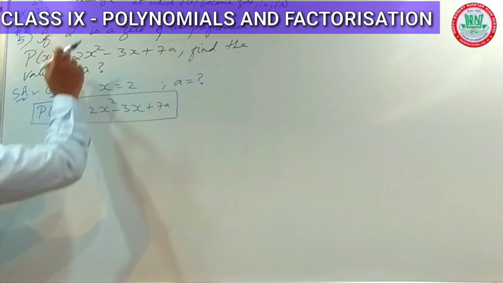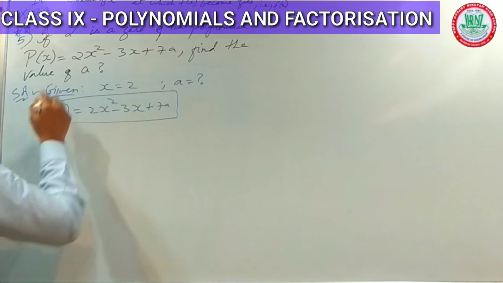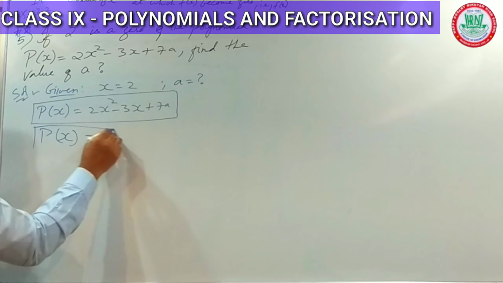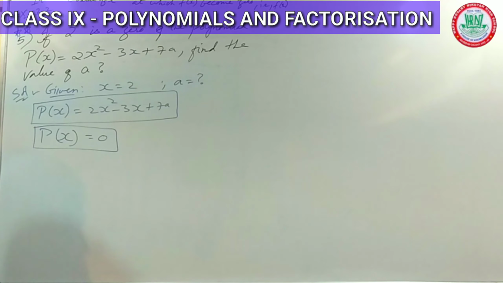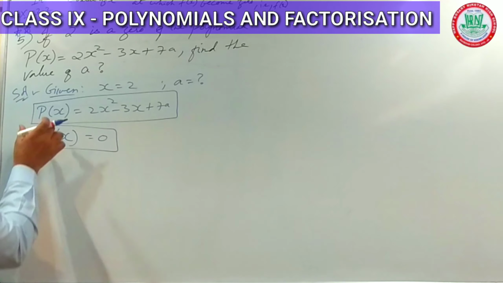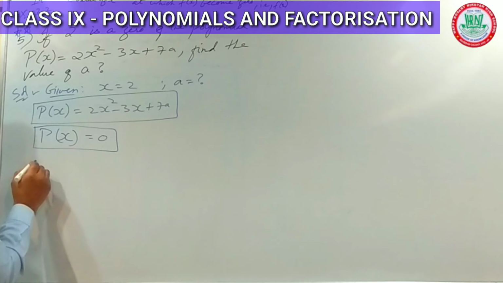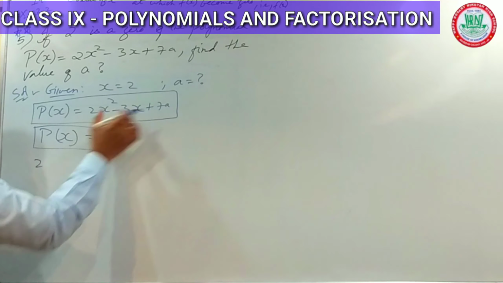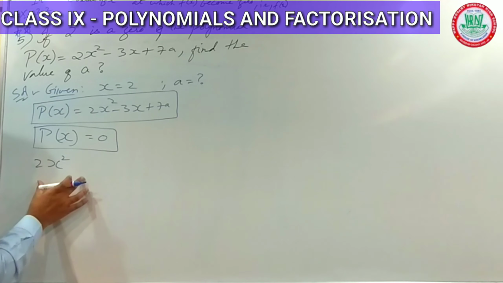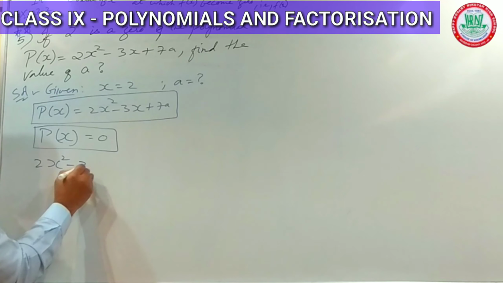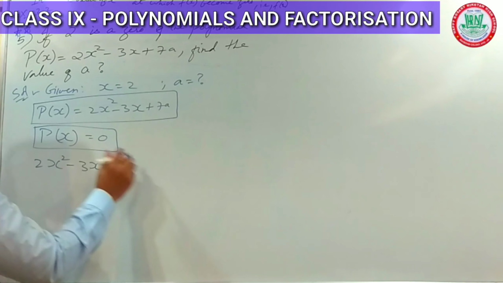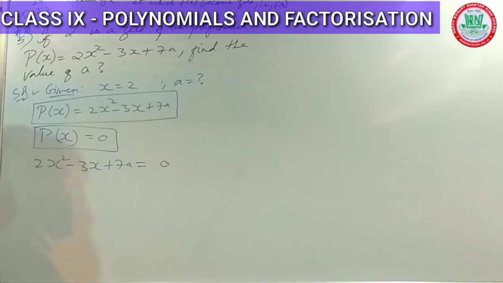Here we have the condition: if 2 is a zero of the polynomial, then p of x equals 0. Zero of the polynomial means we have to take p of x equals 0. The p of x value is given: 2x squared minus 3x plus 7a. We copy this and paste it here, and it is equal to 0 as it is.